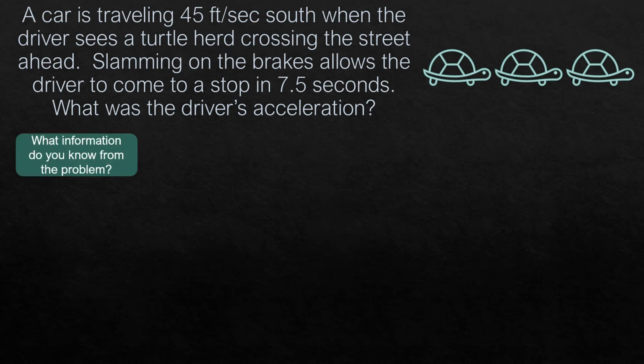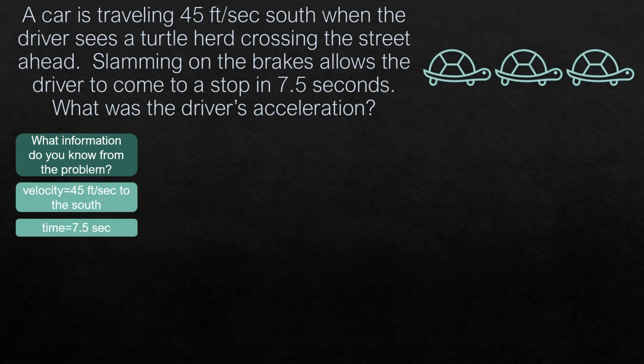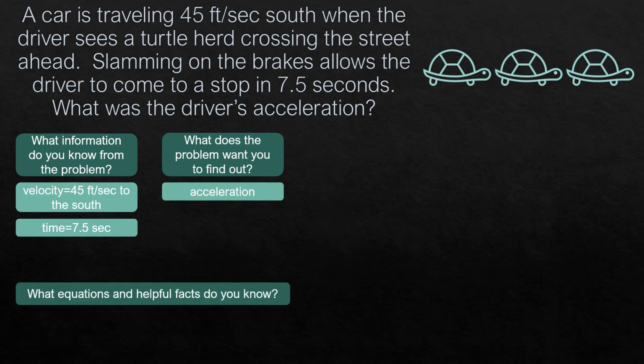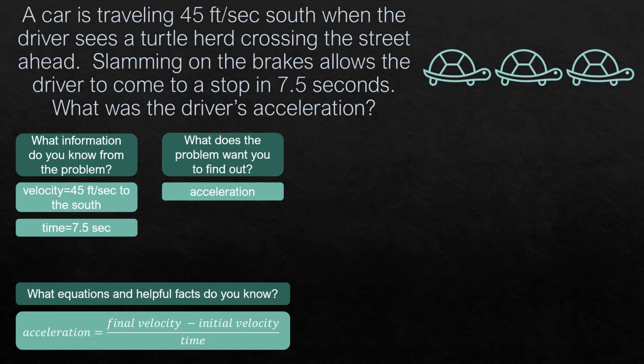First, when solving this problem, ask yourself, what do I know? What does the problem tell me? Velocity is 45 feet per second to the south. Time is 7.5 seconds. Next, what does the problem want you to find out? Acceleration. Great. Now, what equations and helpful facts do you know? Well, we have this nifty little acceleration equation. Final velocity minus initial velocity over time.